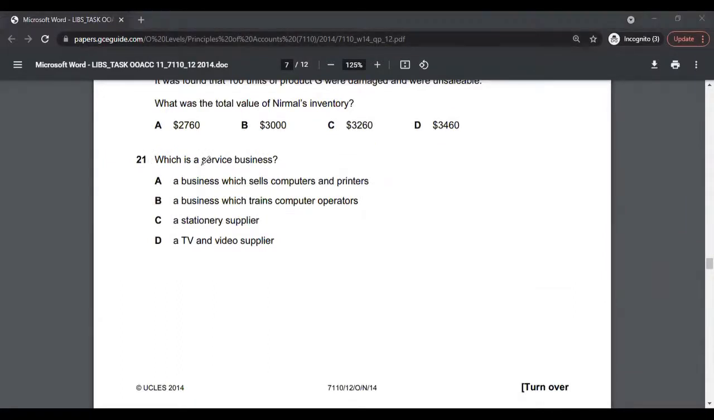Multiple choice 21, which is a service business? A business which sells computers and printers. No, that's a trading business. They're not selling any service. They're selling computers and printers. This is tangible.